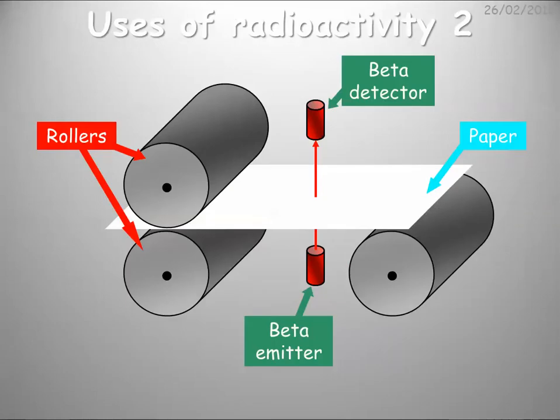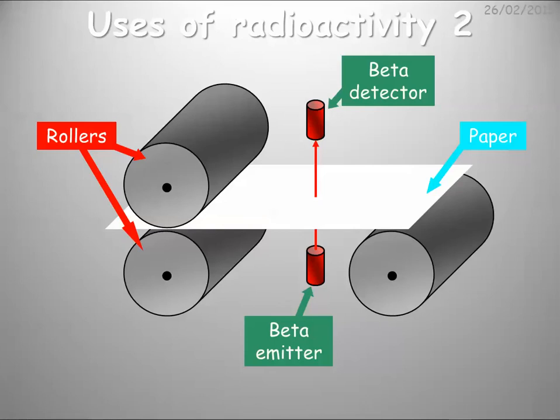Another use for radioactivity, and this is another common one used in exams, is measuring the thickness of paper. If we use an alpha source, alpha will be absorbed by the air between the detectors and wouldn't even get through the paper, so you wouldn't pick anything up. If you used gamma radiation, because paper is quite thin, there wouldn't be a significant difference in the absorption of gamma rays, so again you wouldn't be able to tell whether the paper was thick or thin. So we need to use beta. When the paper's thin, more beta particles get through.